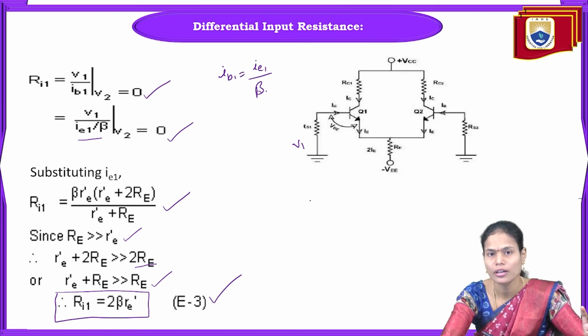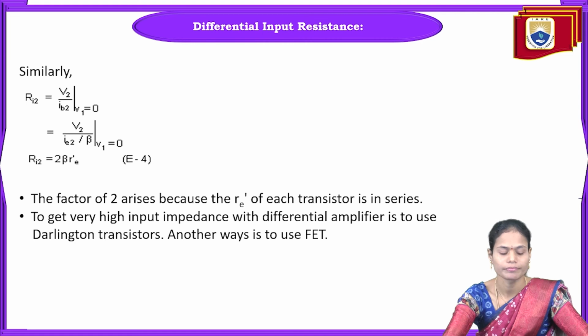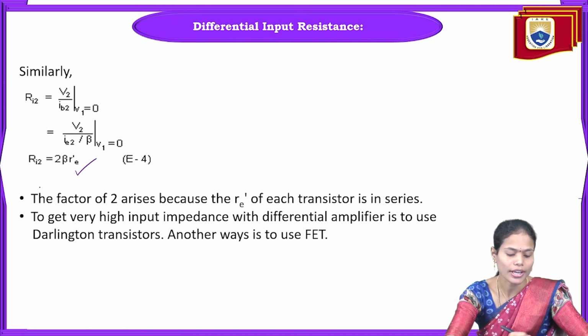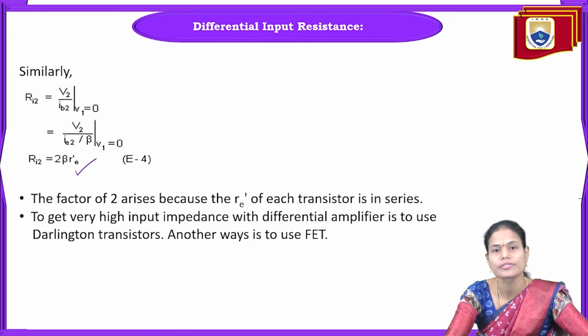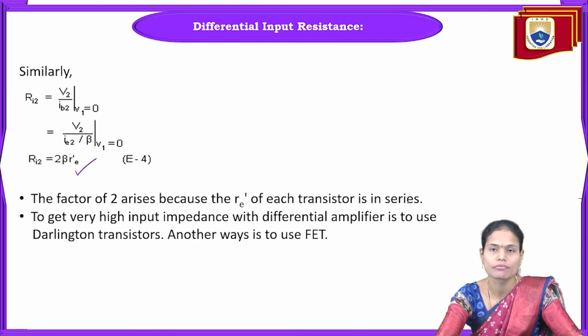So till now we have calculated the operating point, that is ICQ and VCEQ, and next the differential gain AD, and the third parameter we calculated is the input impedance Ri1. Similarly, we can also calculate Ri2 from the second transistor. That is 2 times beta into RE dash. The factor of 2 comes because RE dash of each transistor is in series, so beta RE dash plus beta RE dash, that's why 2 beta RE dash here. To get very high input impedance with this differential amplifier, we can utilize Darlington transistors instead of a normal bipolar junction transistor, or else we can also utilize field effect transistors.